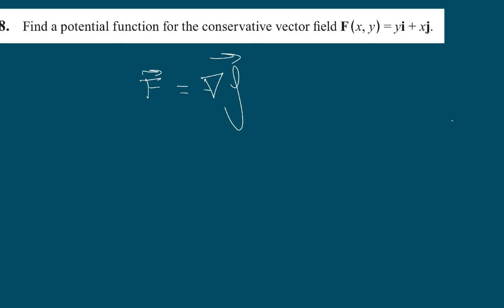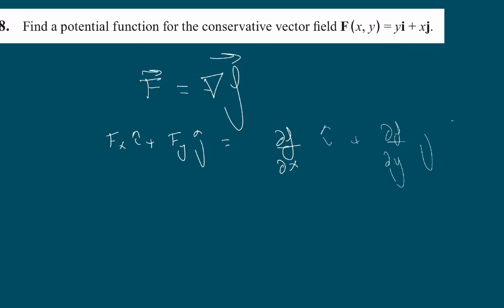So this means that f_x i plus f_y j is equal to the derivative of f with respect to x i plus the derivative of f with respect to y j. And if two vectors are equal, the components have to be equal. So the x component is the partial derivative of f with respect to x. In our problem, the x component is y, and we need to find a function f whose partial derivative with respect to x will be y.